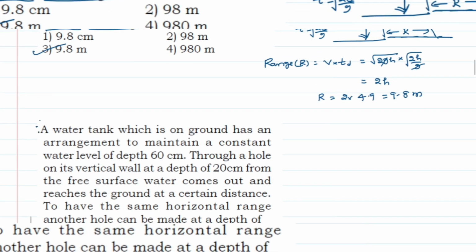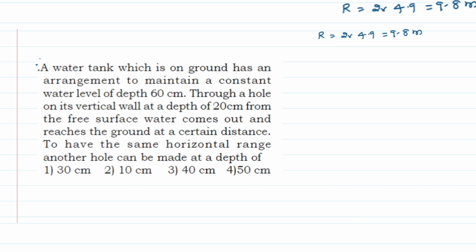Look at the next question. A water tank which is on the ground has an arrangement to maintain a constant water level of depth 60 centimeter. Through a hole on its vertical wall at a depth of 20 centimeter from the free surface, water comes out and reaches the ground at a certain distance. To have the same horizontal range, another hole can be made at a depth of.